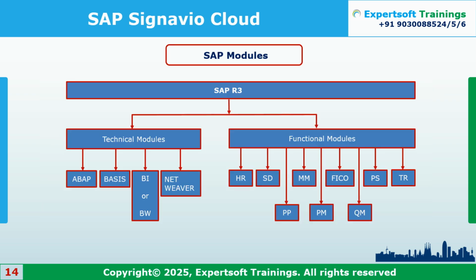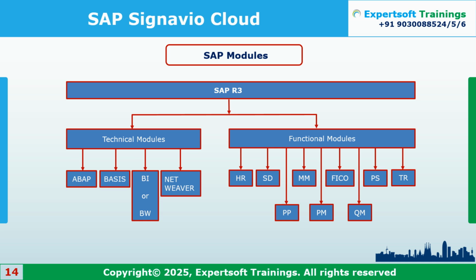And to handle all this data, we have different modules available in SAP. To handle HR-related data, we have HCM or the HR module. To handle sales-related data, we have SD, sales and distribution. For production-related data, we have production planning. For material-related data, we have material management. For plant-related data, we have plant maintenance. For financial transactions, we have the FICO module. And to handle quality-related data, we have QM. All these are functional modules where you manage your business transactions on a day-to-day basis.